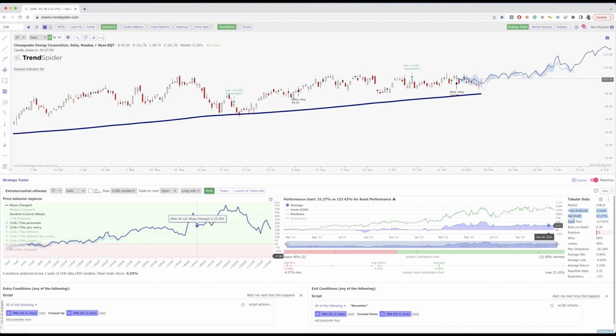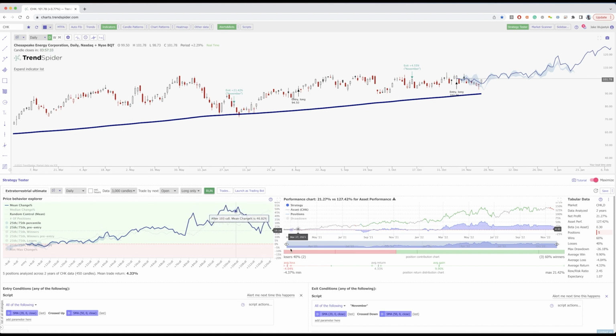Now you also have some statistical data here: your win rate, your loss rate, max drawdown, average win, those types of things. So there's a lot of different data that you can get from this. And really, as I mentioned, it keeps you honest with your trading strategy instead of trying to find a strategy that works just because you want it to. Numbers don't lie, and the backtester definitely does not lie either.